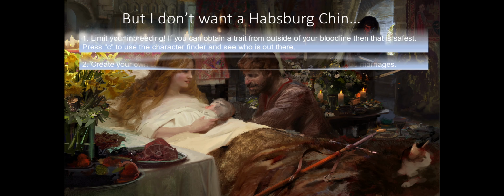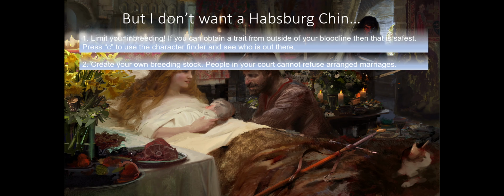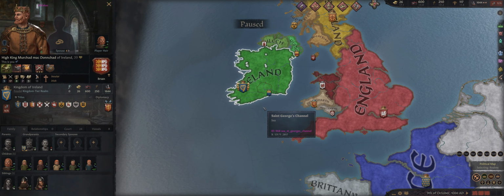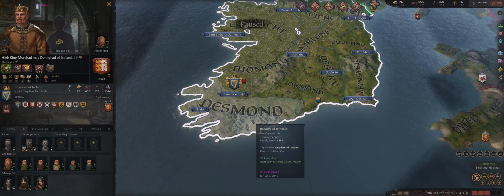Next up. Create your own breeding stock. People in your court cannot refuse arranged marriages. So we're going to go straight back to the game and discuss what that means. So what is your court? Your court is basically the list of people who are where you reside, basically inside of your capital, pretty much.